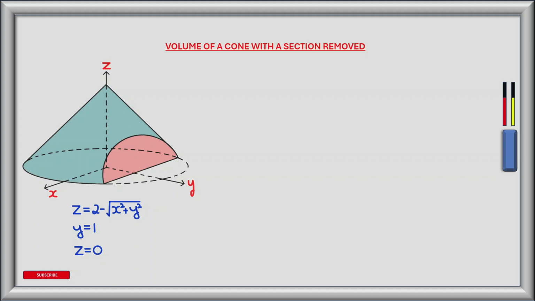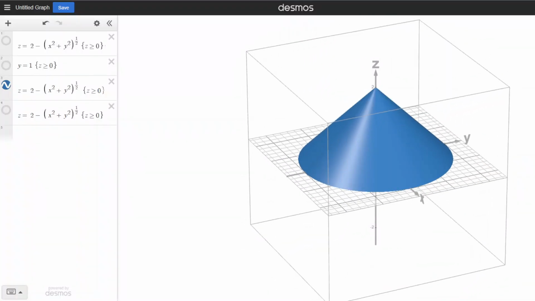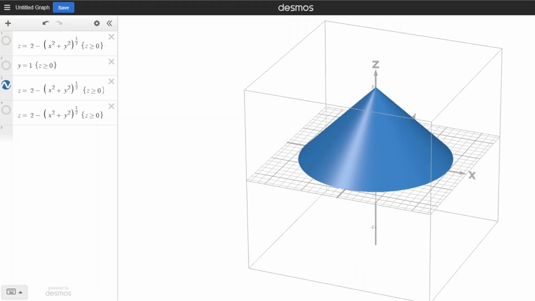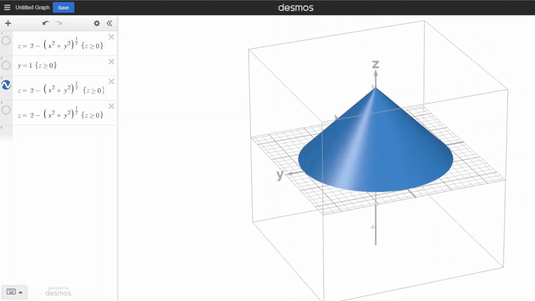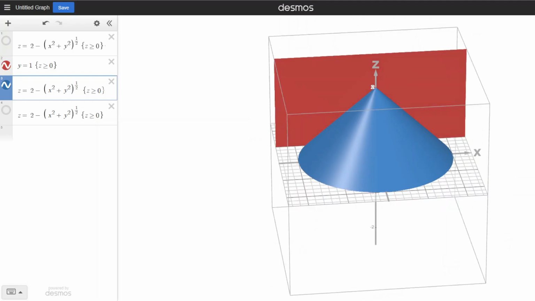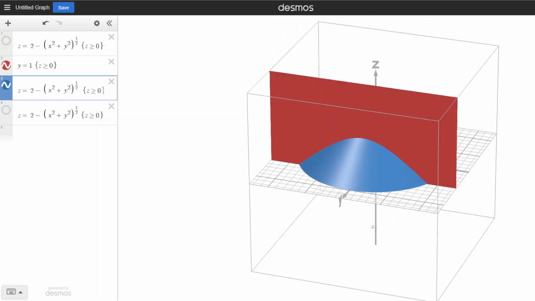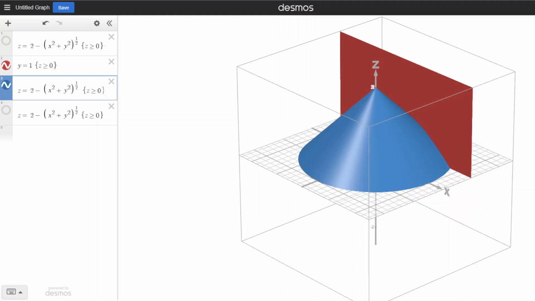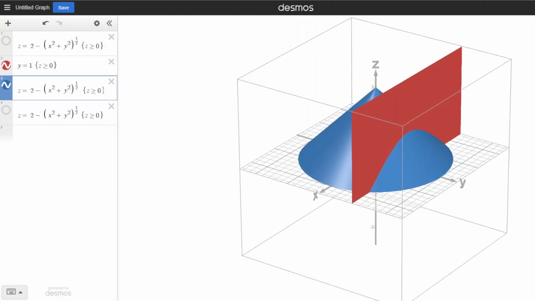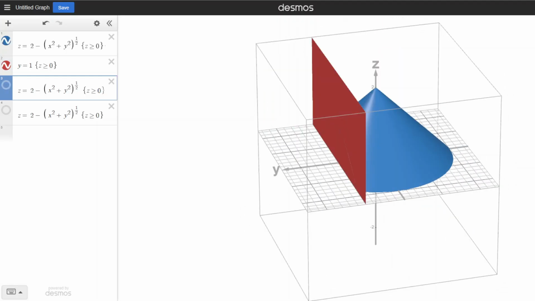Let's first take a look at the shape in 3 dimensions. First up, here's the complete cone. Its circular base sits directly on top of the xy plane. The circular base has a radius of 2 and is centered at the origin. If the cone is now cut by a plane parallel to the z-axis, or axis of symmetry, shown here in red, we see that a section of cone is removed. We'd like to find the volume under the section of cone that remains.